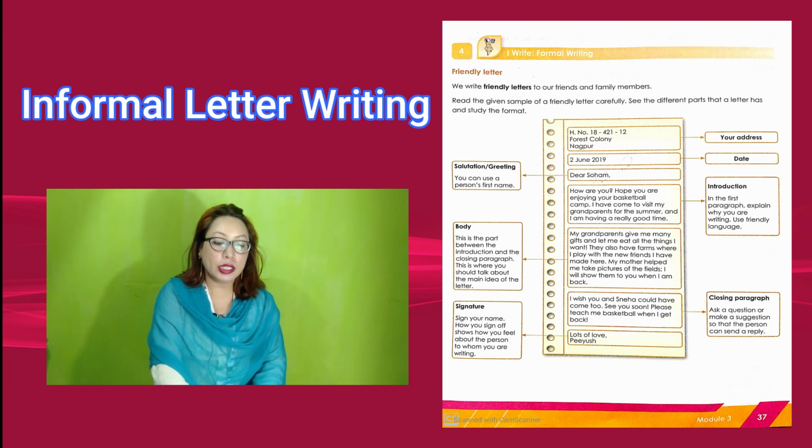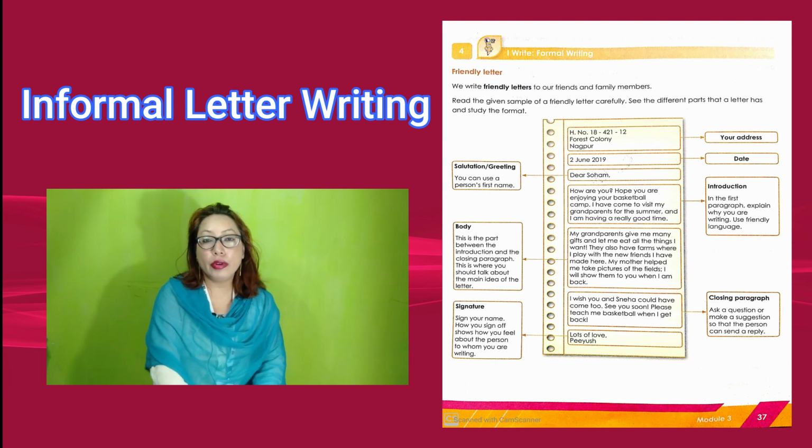Then just below the date, as I have told you, salutation or greeting is very important. So you can also use the person's first name. No need to write the title of the person, since it's a very informal letter. So it's a very friendly letter, so you can simply write the person's name. If you want, you can even write the person's nickname, okay, whatever name you call that person with. So here it is written, Dear Soham.